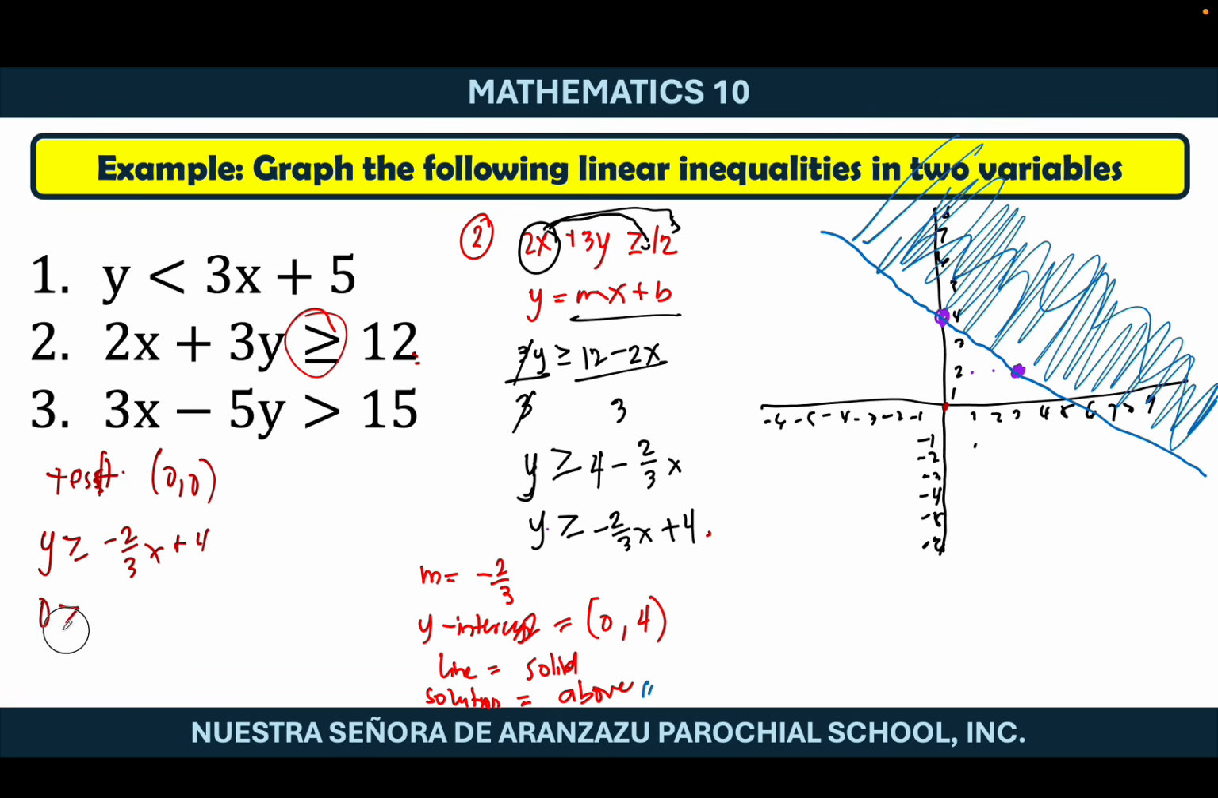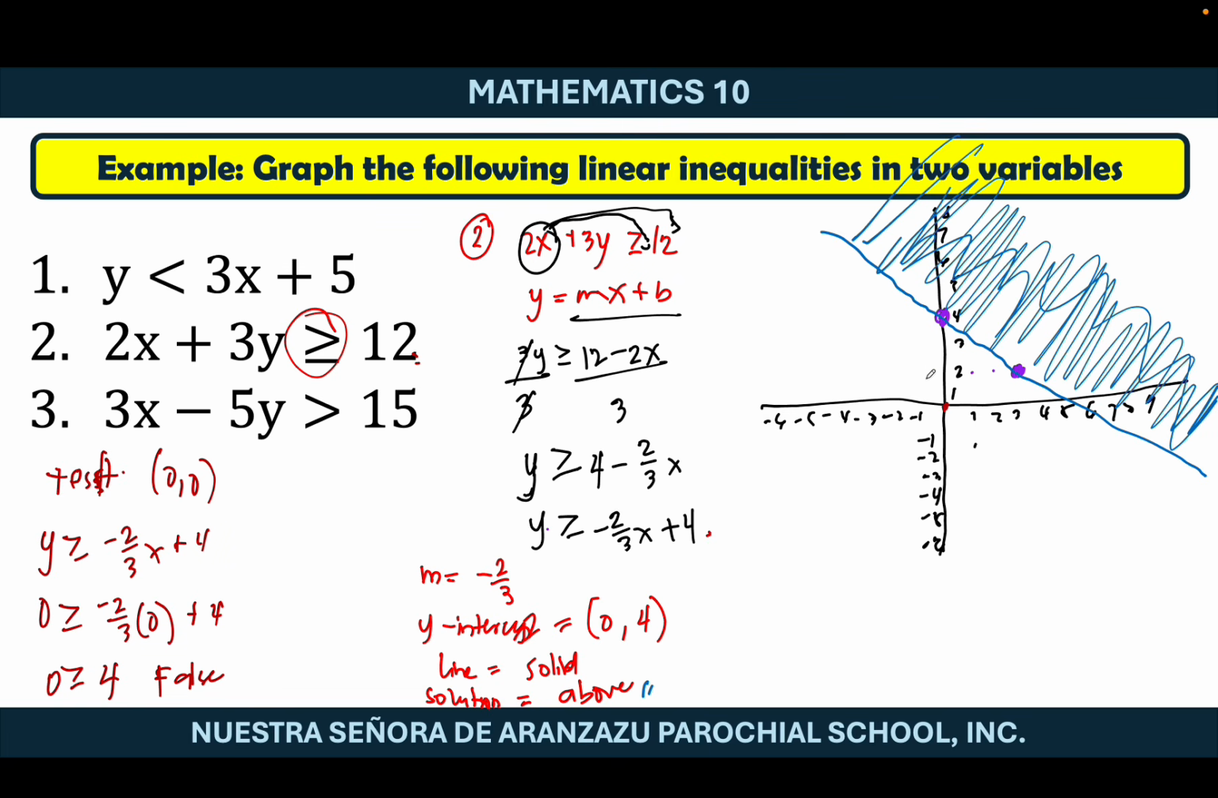So, y is 0 greater than or equal to negative 2 over 3 times 0 plus 4. So, negative 2 thirds times 0 is 0. Okay? Then, matitira na lang is 4. So, 0 is greater than or equal to 4. True or false? Okay, false yan. So, nag-false siya. So, therefore, nasatisfy niya yung graph natin dito.